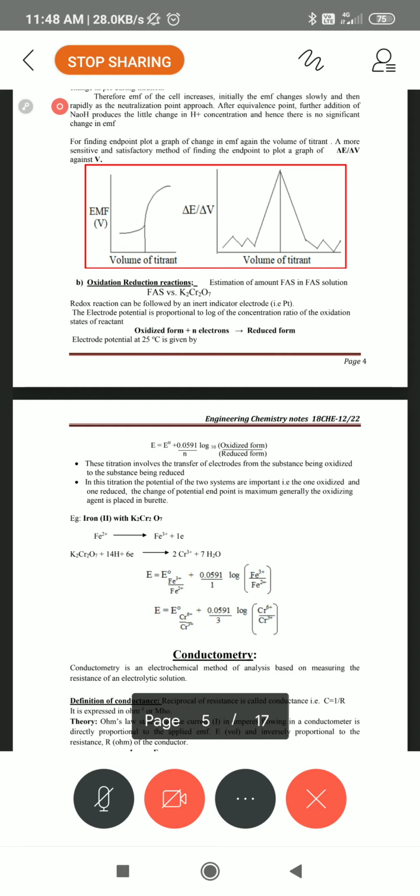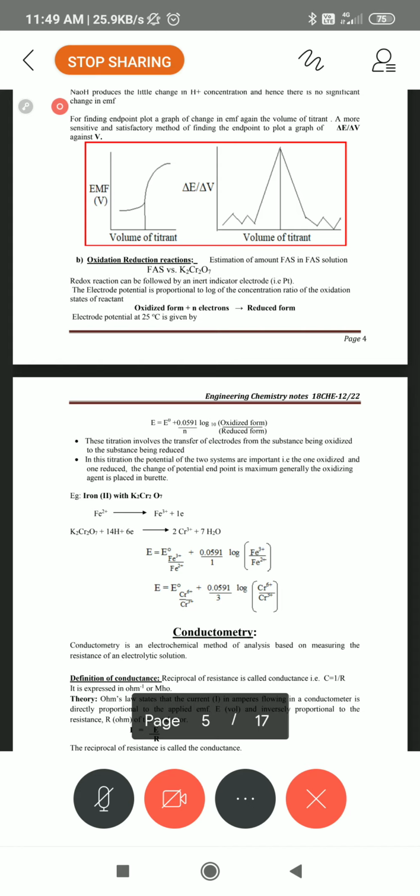Here, ferrous ammonium sulfate, the FAS, ferrous becomes ferric, that is oxidized, because the potassium dichromate is acting as the oxidizing agent. Potassium dichromate in the +6 state is going to reduce to the +3 state. Oxidizing agent, reducing agent, so you will get it.